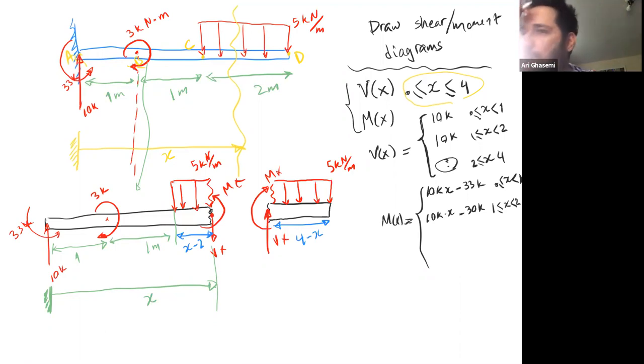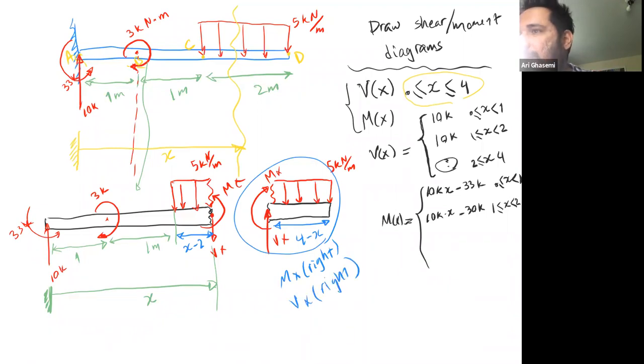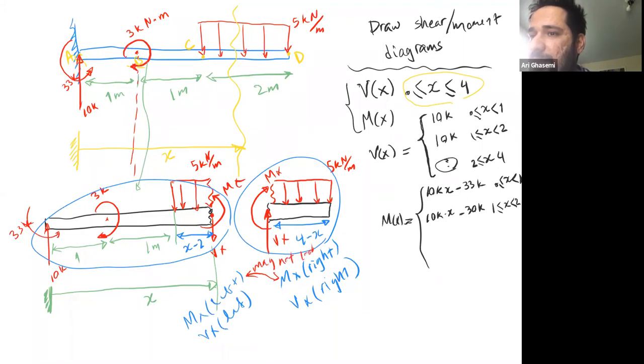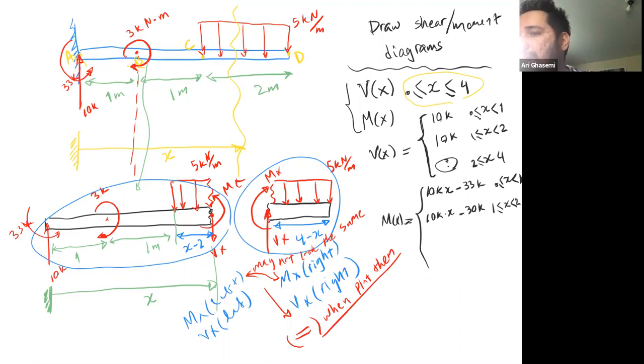Now, if you take that 4 minus x and write the equation in this system on the right, you get a relation for mx and a relation for vx on the right, two different relations. And if you write the equation for the system on the left, then you get a relation for mx and a relation for vx from the left. And look, these equations may not look the same. Why? Because your reference is different. But when you plot them, you should get exactly the same value, right?